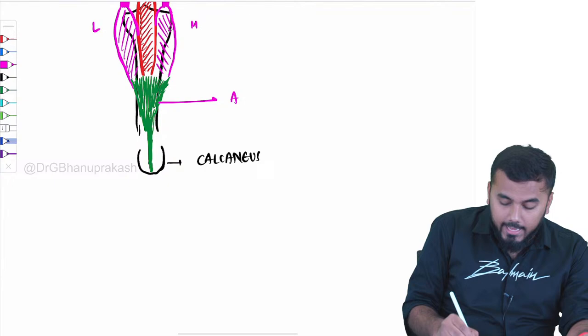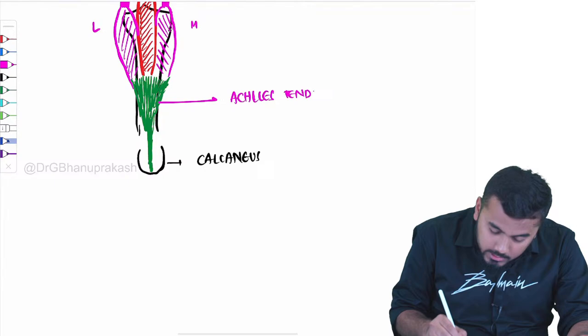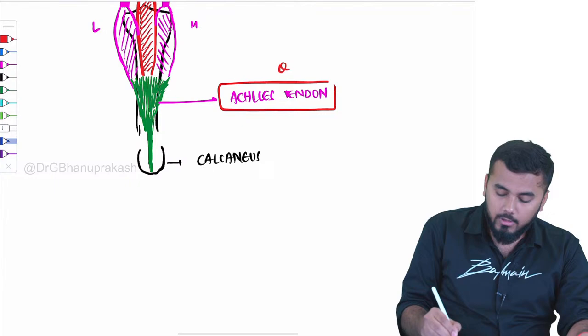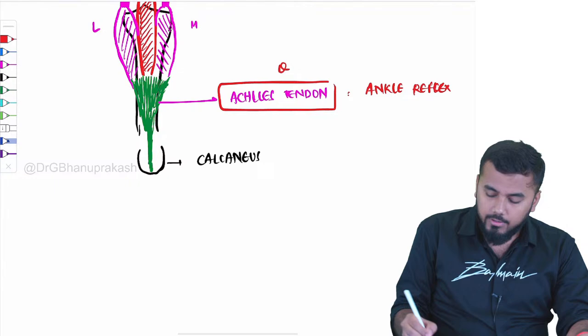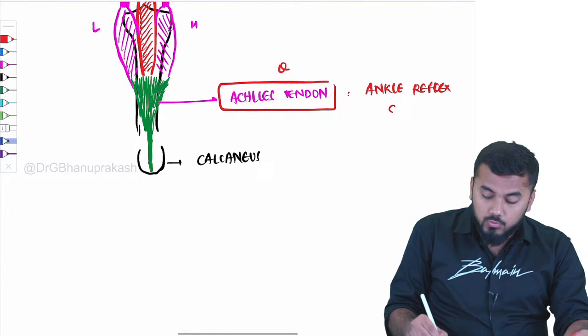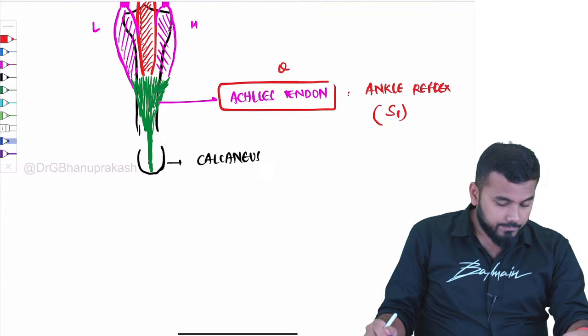You call it as Achilles tendon. Right? So this is an MCQ. What is the use of Achilles tendon? Achilles tendon is useful for ankle reflex. You know, you check ankle reflexes in a patient, right? So Achilles tendon. Now if I ask you what is the root value of this, it would be S1. Very good. Tendo Achilles. Very good. Excellent, guys.